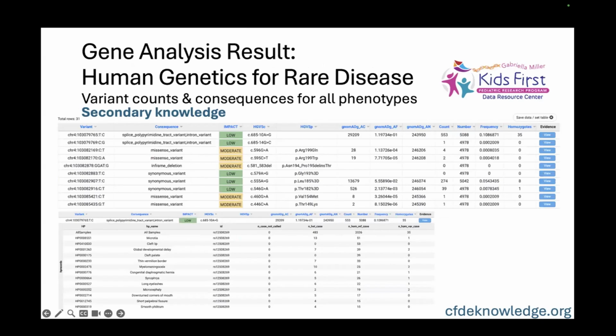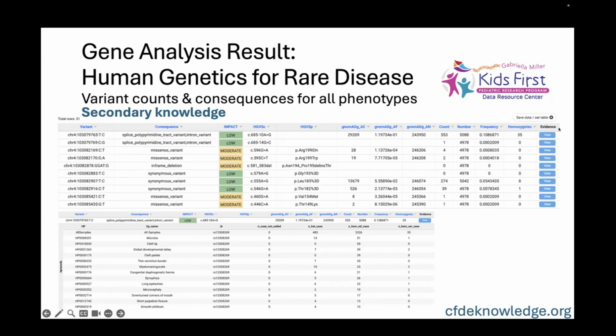This is another type of secondary knowledge that we've developed using Gabriella Miller Kids First data. So Kids First has performed DNA sequencing on various individuals, again, with rare pediatric disorders. And for understandable reasons, that information is protected within their framework. However, what we're able to do through the Knowledge Center is actually to represent that at an aggregate level. So here you can see for a particular variant, how commonly it occurs in various publicly available databases that we use for typical population frequency controls like gnomAD, but also in other Kids First data.